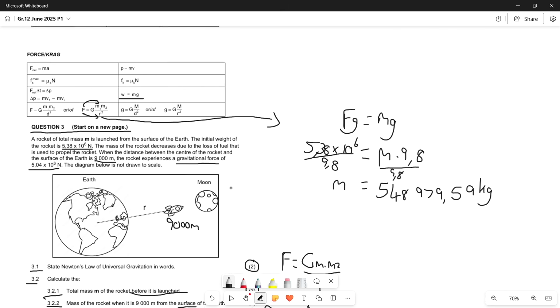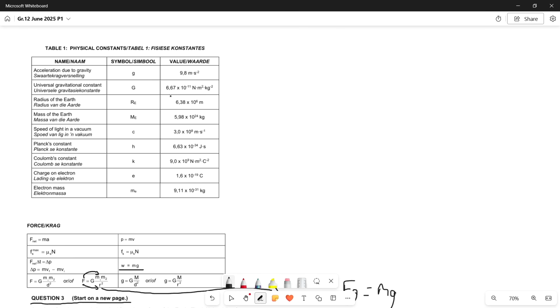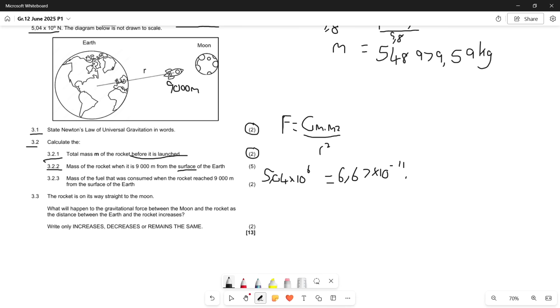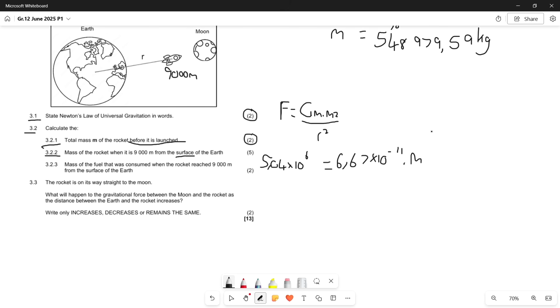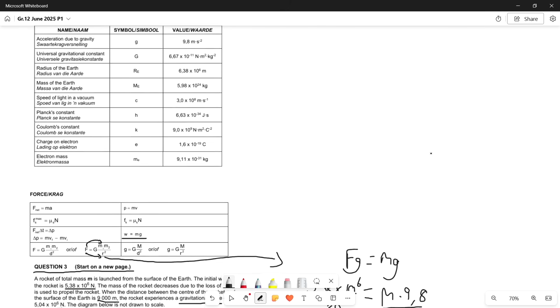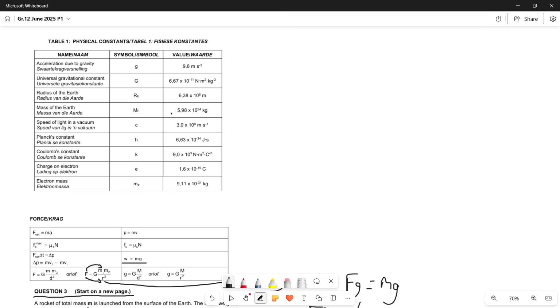The gravitational constant is up here, which means we have 6.67 times 10 to the negative 11. The mass of the rocket is what we want, so that is one of our masses. And then the mass of the Earth is what we want to fill in here, and that is given to us all the way up here as one of our constants. So we have 5.98 times 10 to the 24.